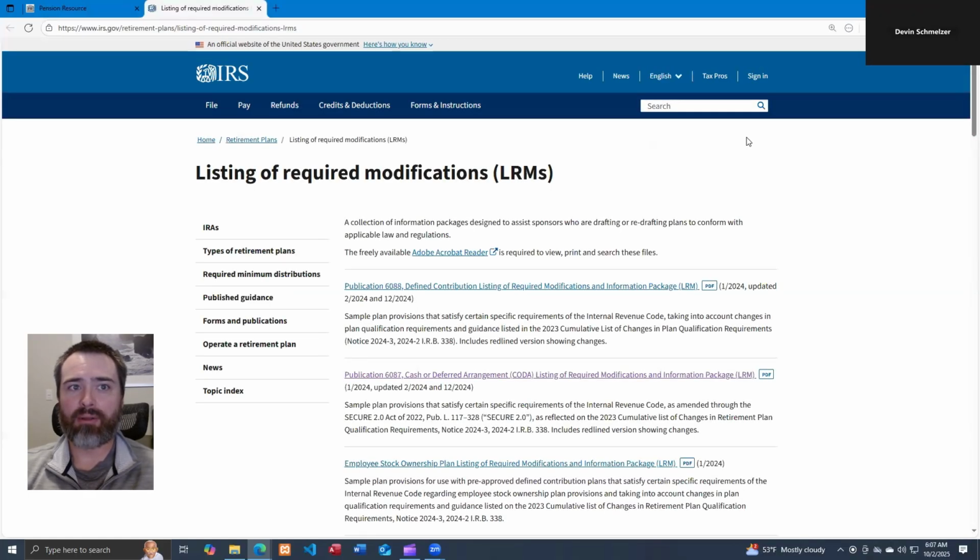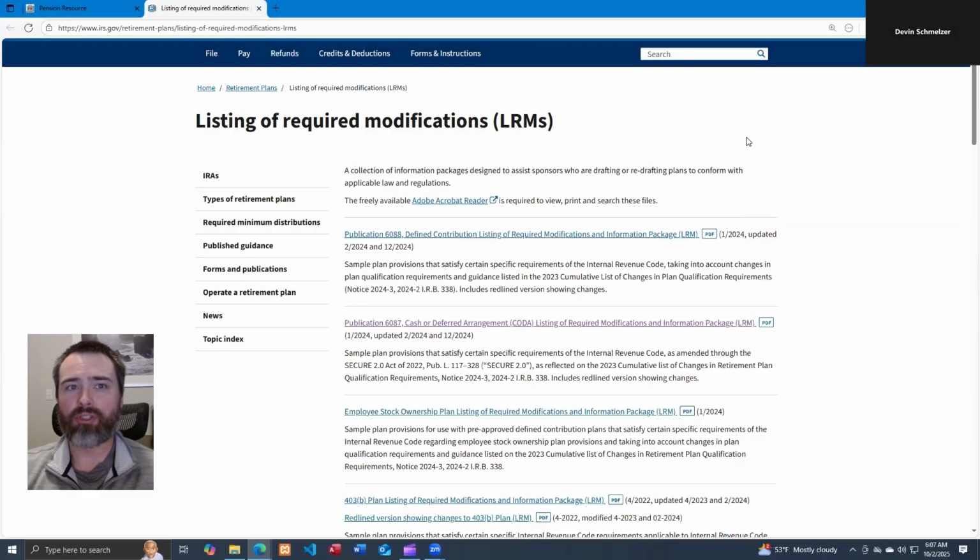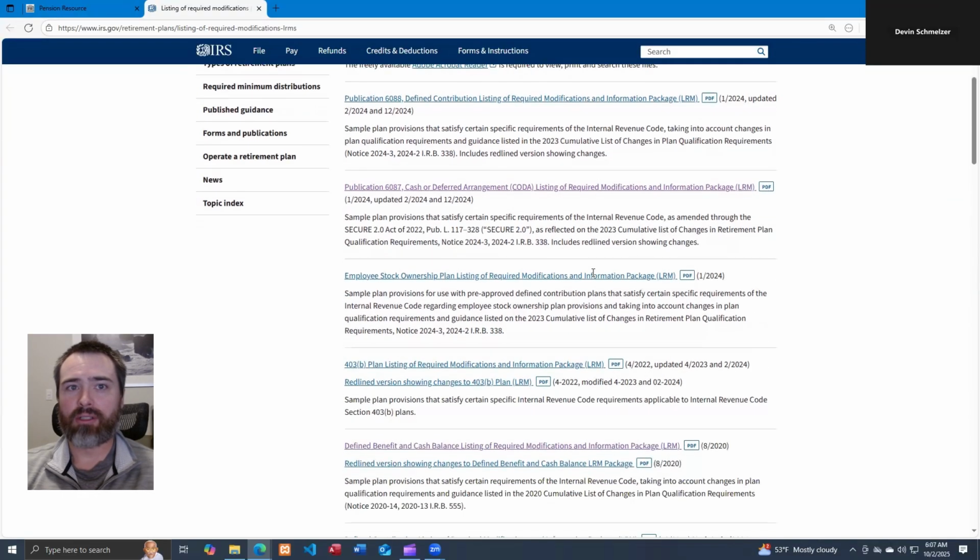When plan document language is hard to read, it is helpful to compare it to similar language of the LRM to see a slightly different worded version for clarity. Here's the link to the IRS's website for the LRMs. DB and DC plans have different LRMs in PDF format.